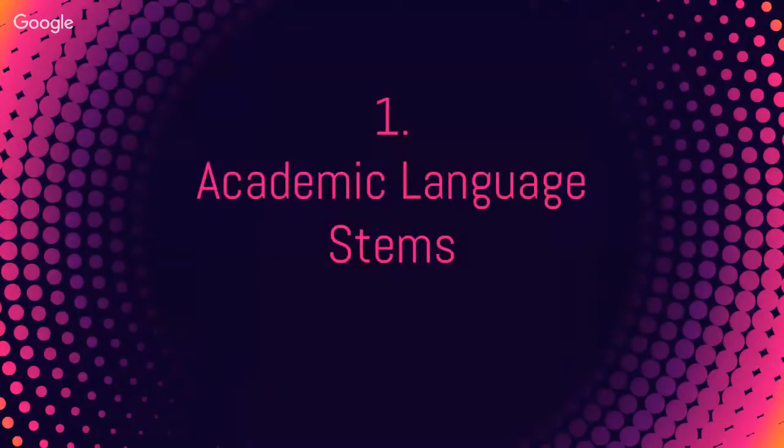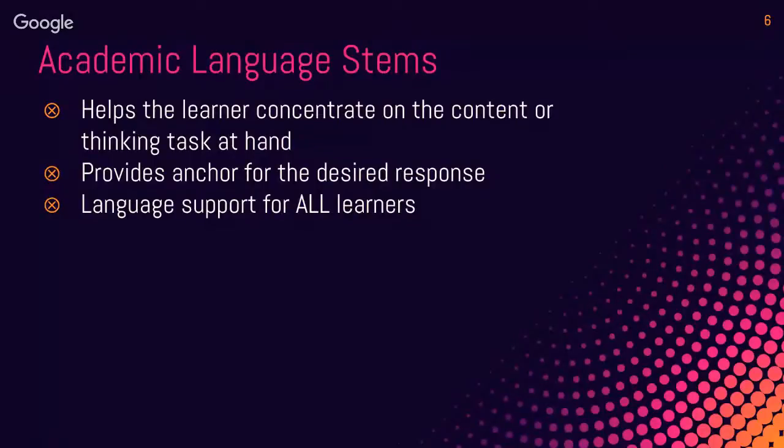So the first strategy is academic language stems. That's going to be our anchor really for the rest of our time together, so I wanted to start out with them. Academic language stems help the learner concentrate on the content or the thinking task at hand. It provides that anchor for that desired response, and language support for all learners, as I mentioned before. They can concentrate on what the task is and on the thinking they're going to be doing as they work through the strategies and through questions that are being asked of them.